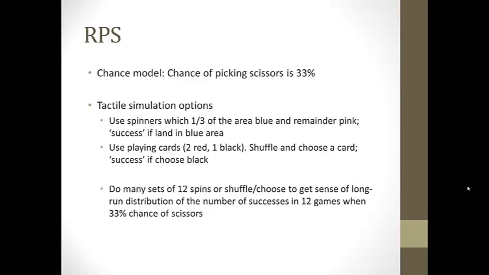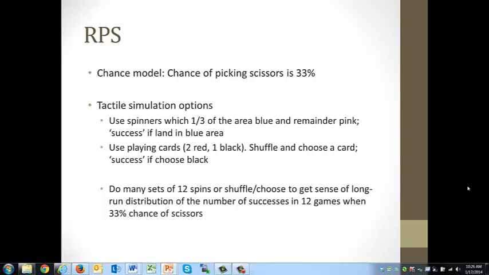Now you can't use a coin here because when we use a coin, there's a 50-50 chance of whatever the null hypothesis value is. In this case, that null hypothesis value, that chance model, is 33%. So what are your options? Well, we'll look at the applet first and then we'll come back to this slide.